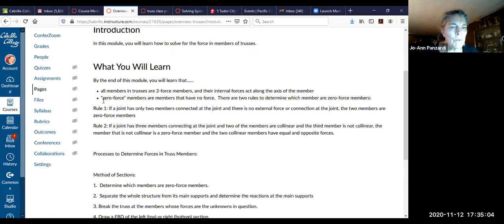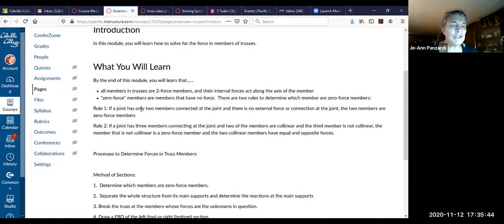Okay, then we also learned on Tuesday that there's something called 0-force members. 0-force members are members that have no force. And there were 2 rules to determine which members are 0-force members. Rule 2 we looked at first. In both rules, you look at a joint and you look at how many members are coming together. For rule 2, if a joint has 3 members connecting at the joint and 2 of the members are collinear and the third one is not collinear, the member that is not collinear is 0, and the 2 collinear are equal and opposite forces.